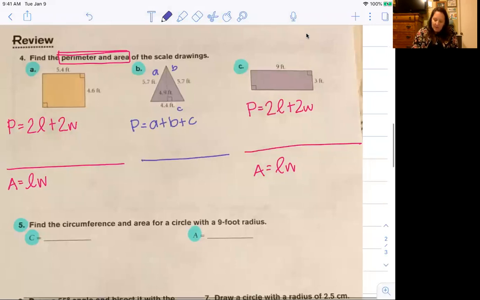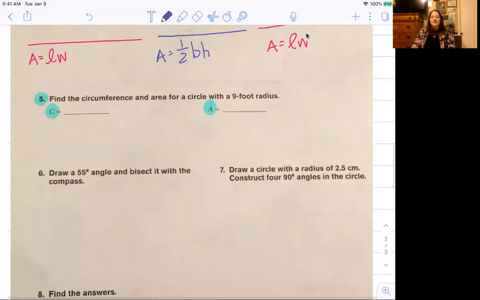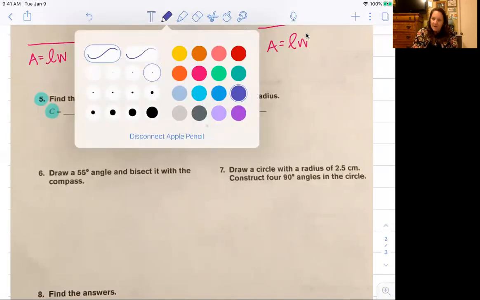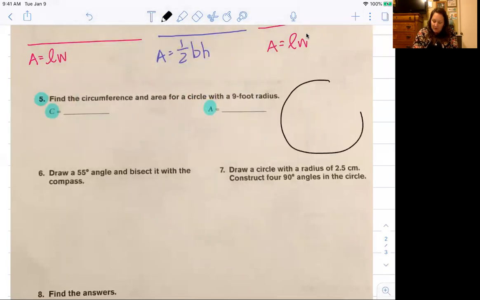And for area, what's your formula for area of a triangle? That's a triangle. Area equals 1/2 base times height. Okay, so that should help you out a little bit. You also have 5, and on 5 it says find the circumference and the area for a circle with a 9-foot radius. First thing we do, draw that circle. Here's my circle, okay? And my circle has a 9-foot radius.